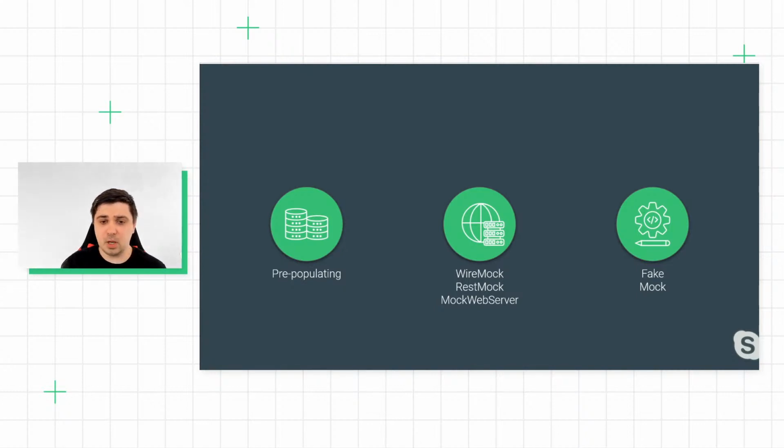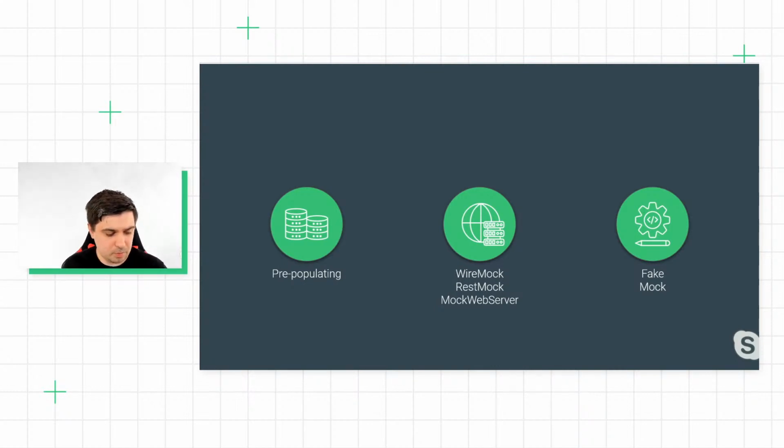Speaking about web service, we have different tools. We can use a debug server instead of the production service, or we can use, as an example, mock responses using WireMock, RestMock, and other ones, or we can just use fake layers, or just mock some layer in your application.